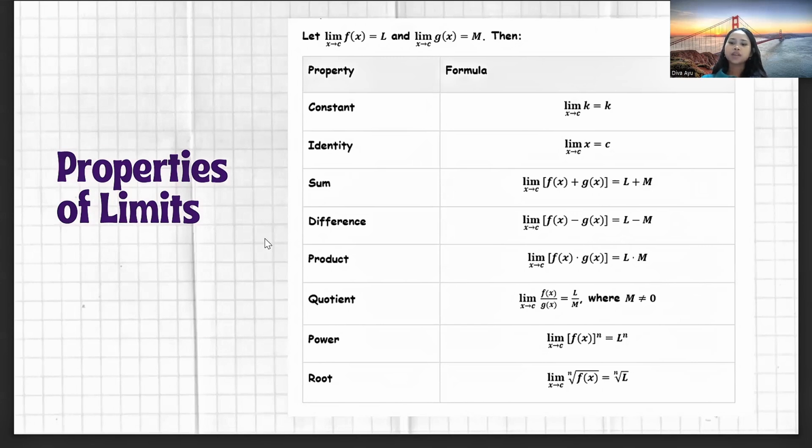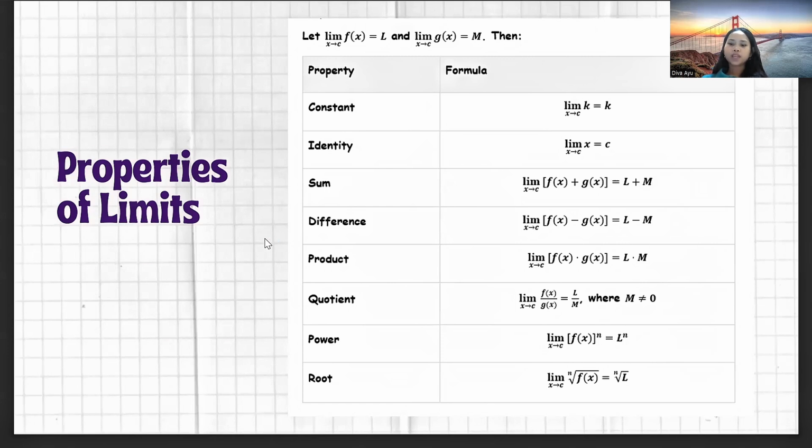The second property is the sum rule. This means the limit of the sum of two functions is equal to the sum of their individual limits. Next is the difference rule. Similarly, the limit of the difference of two functions is equal to the difference of their limits. The fourth property is the product rule. It tells us that the limit of a product is equal to the product of the limits.